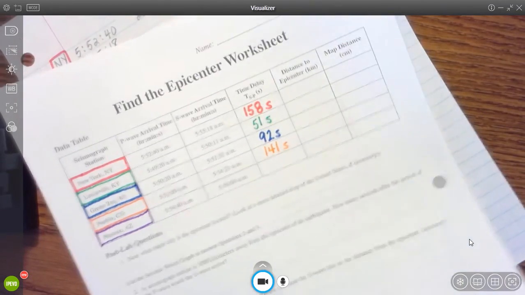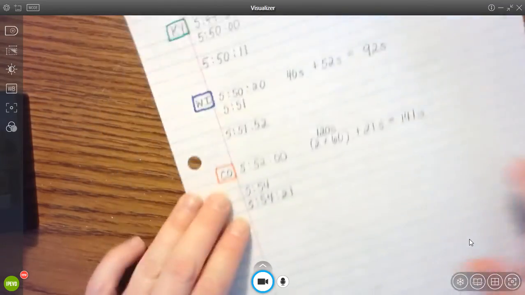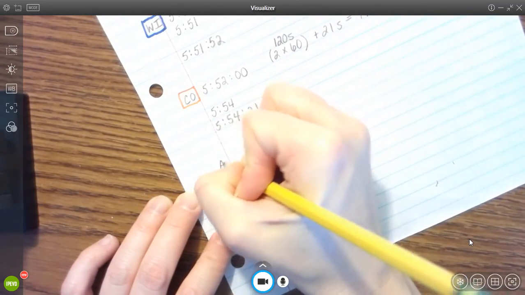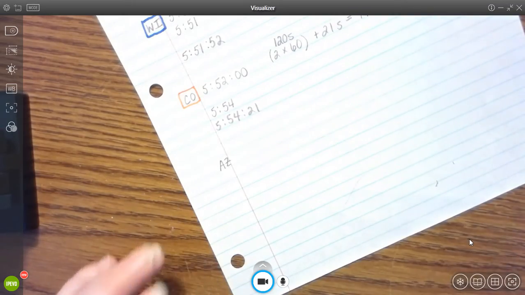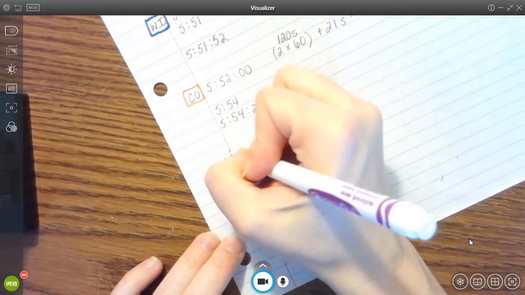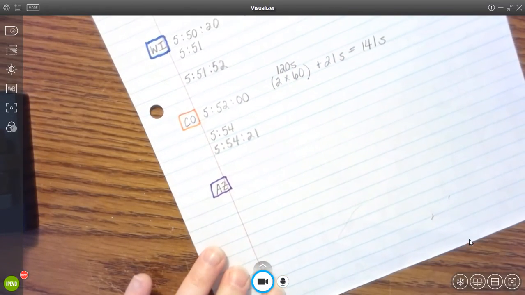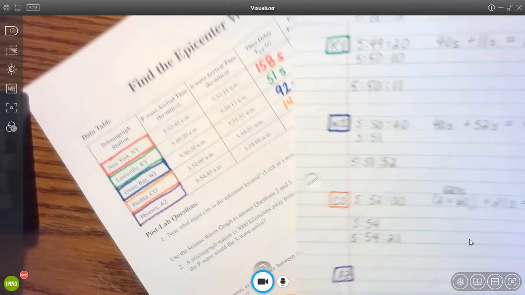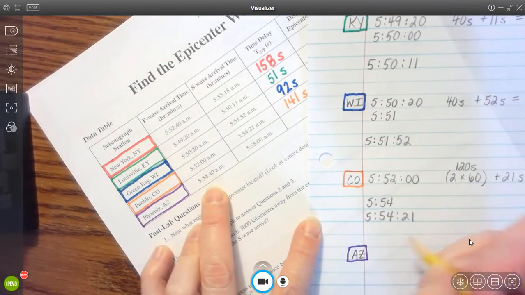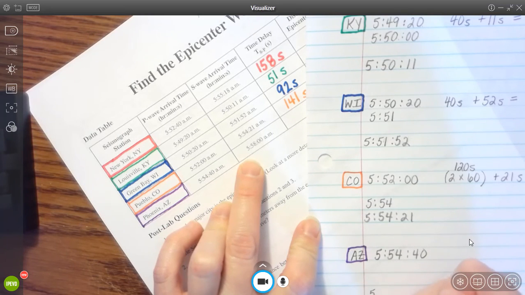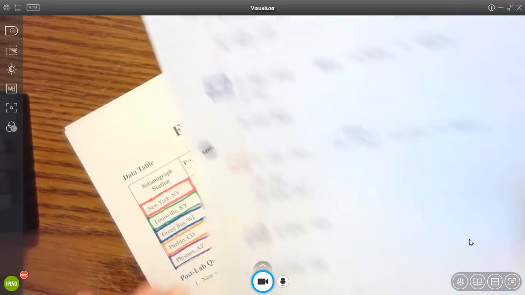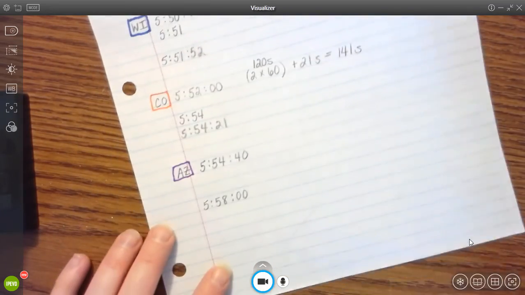One more. Phoenix is next. So this is Arizona. Arizona is purple. And my arrival times for Arizona were 5:54 and 40 seconds and 5:58 on the nose. So how much time passed in between?